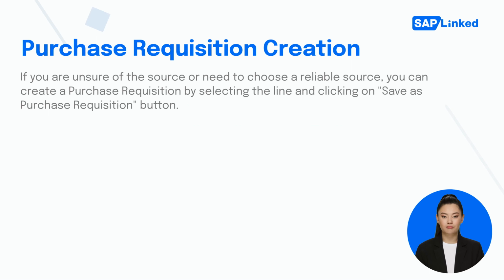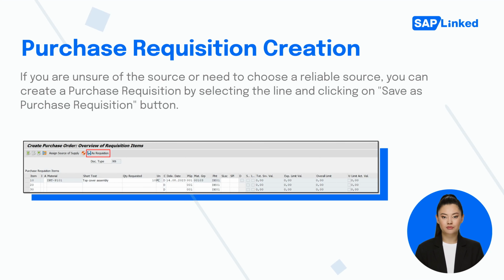If you are unsure of the source or need to choose a reliable source, you can create a purchase requisition by selecting the line and clicking on the Save as Purchase Requisition button. The purchase requisition will be created.